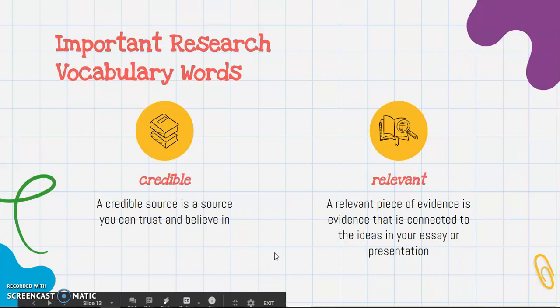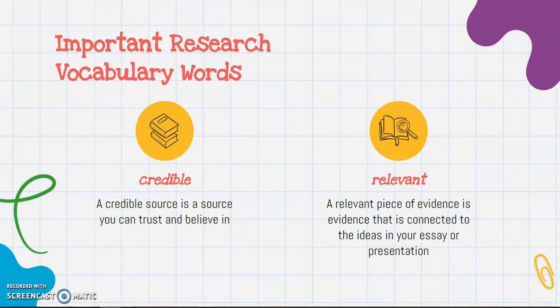Two other important words are credible and relevant. We want to make sure that we use credible sources. A credible source is something that you can trust and believe that it's true and has good information. Relevant means that it's related or connected to the ideas of your research topic, the ideas that you're expressing in your writing or in your speaking. So we want credible sources and relevant evidence.